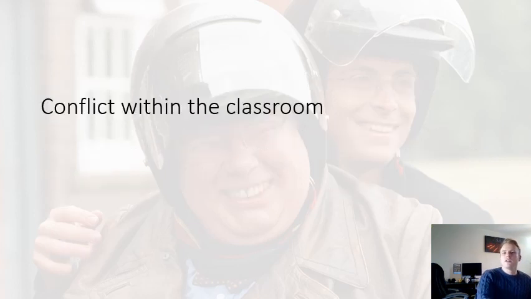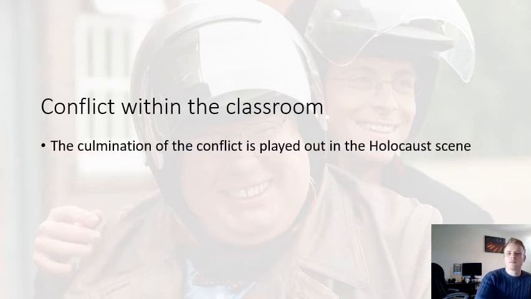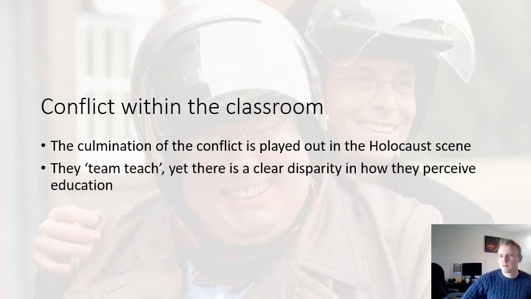Right, so last couple of bits to do around this. You've got the actual conflict within the classroom, okay? So the main bit that you're focusing on here is the Holocaust scene, where they are essentially team teaching, and yet there's a real sense of conflict around that. They start off together, and you're thinking about how there's a heightened tension in this scene with Hector on one side and Irwin on the other.